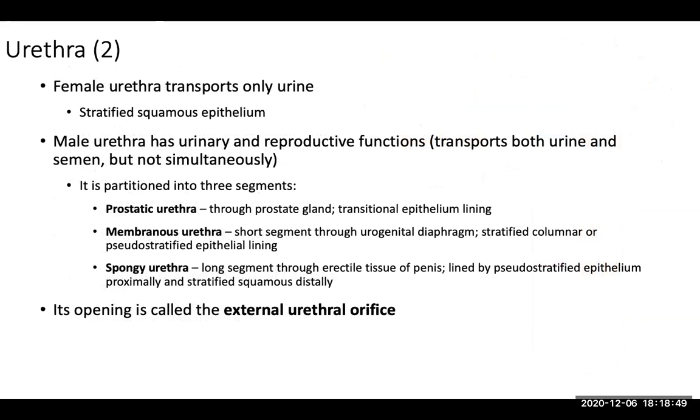The female urethra transports only urine, but the male urethra has urinary and reproductive functions that we'll talk a little bit about in the next chapter. It's partitioned into 3 segments: the prostatic urethra, going through the prostate gland, the membranous urethra, and then the spongy urethra. Its opening is called the external urethral orifice.